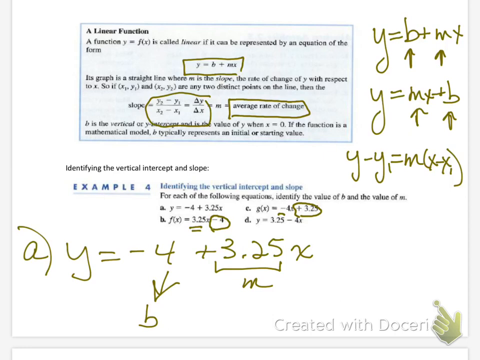For D, 3.25 is your y-intercept, and your slope is negative 4. Therefore, these two equations are exactly the same, as are these two equations. Look carefully at what they're giving you, and you can see that because of the commutative nature of addition, you can write these equations different ways. Still the exact same equation.